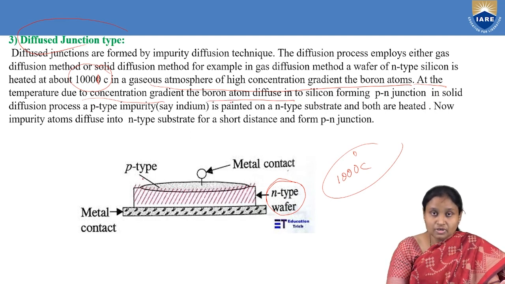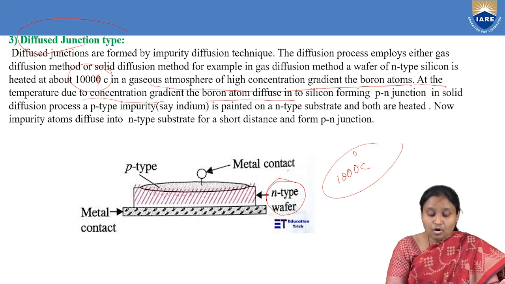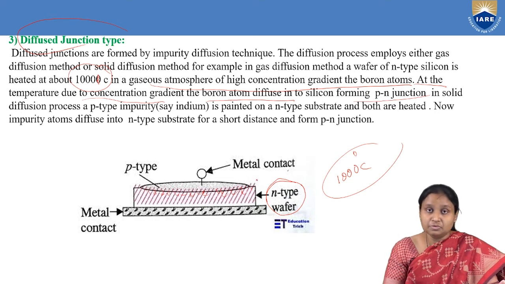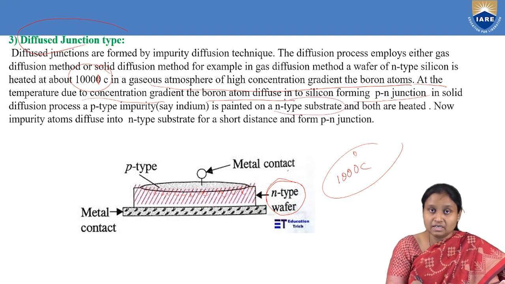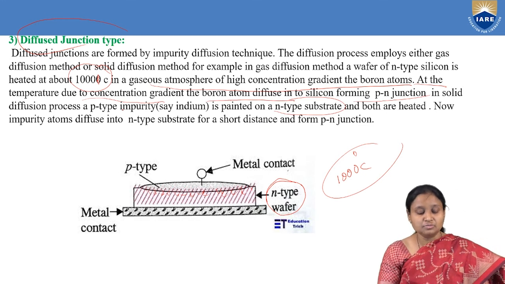As you can see, whatever these gas of boron atoms are there, these gas atoms will get diffused, they'll start penetrating the top region of the N-type layer. So they get diffused into the silicon, thereby forming a PN junction. So your top layer is going to become P-type, and your lower layer is going to remain N-type. So you have here an N-type substrate. On the N-type substrate, you are growing a P-type layer, thus giving rise to a P-type region.